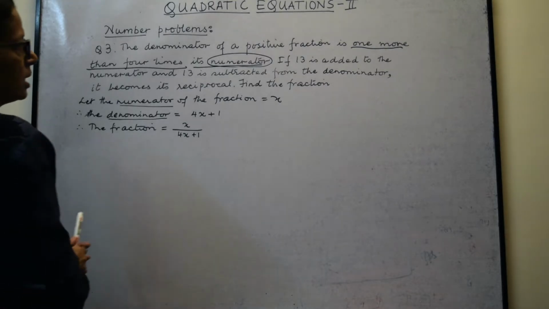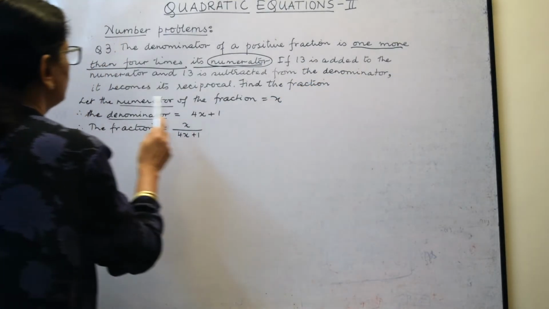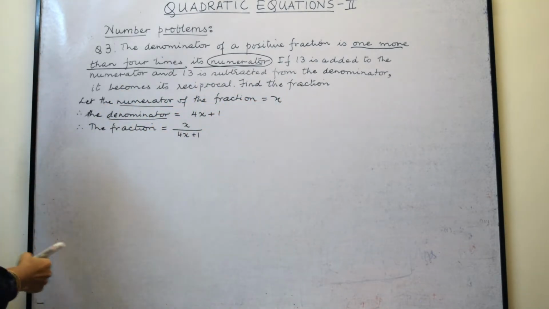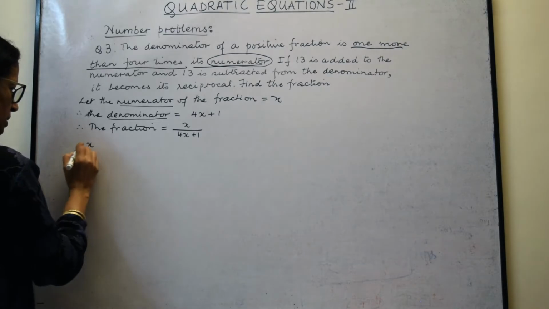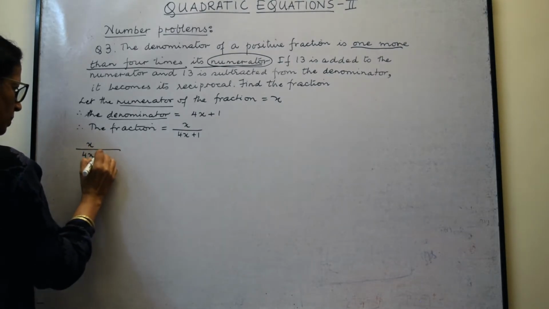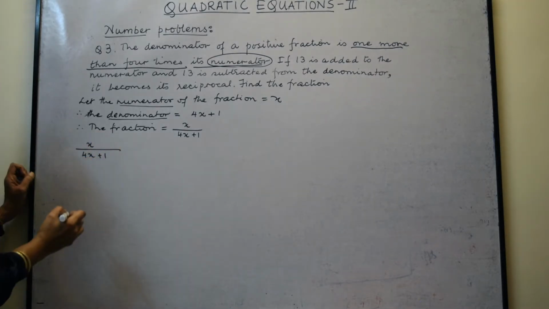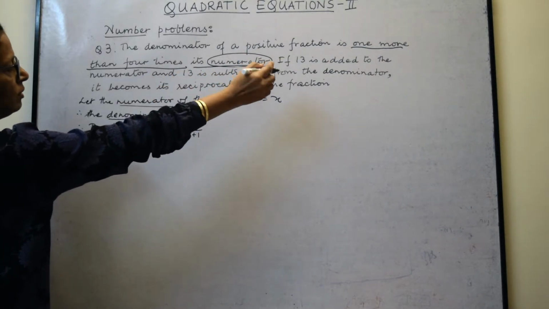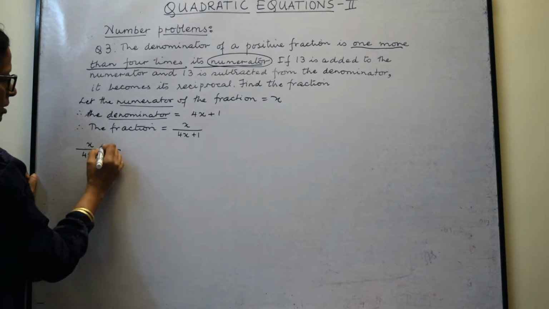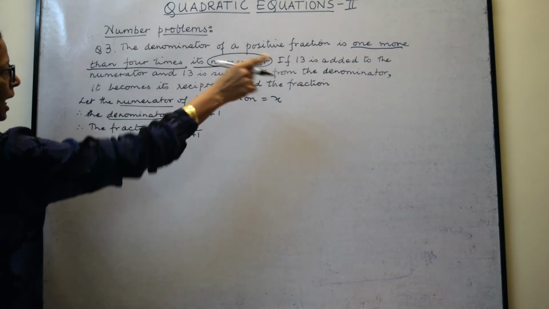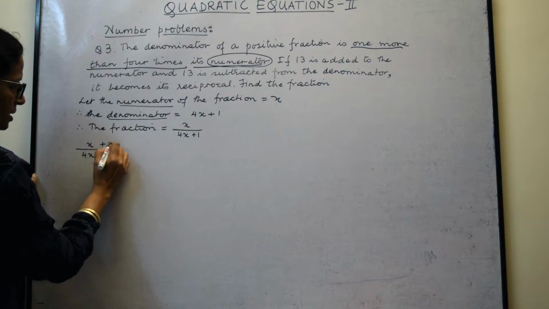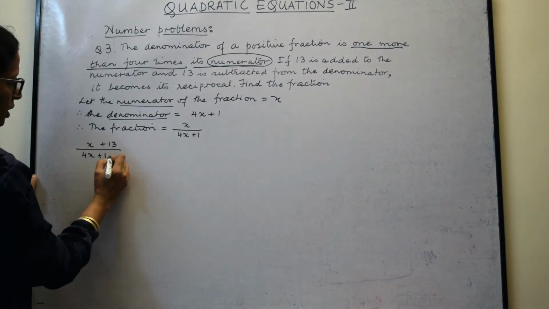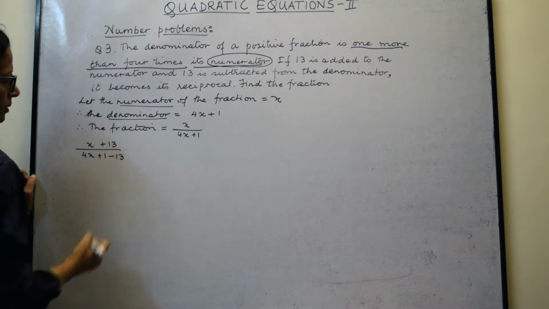The second part says if 13 is added to the numerator and 13 is subtracted from the denominator. So we take the fraction, x upon 4x plus 1, and now we subtract 13 from the denominator and 13 is added to the numerator. So we'll do plus 13 here, and 13 subtracted from the denominator, we will subtract 13 here.